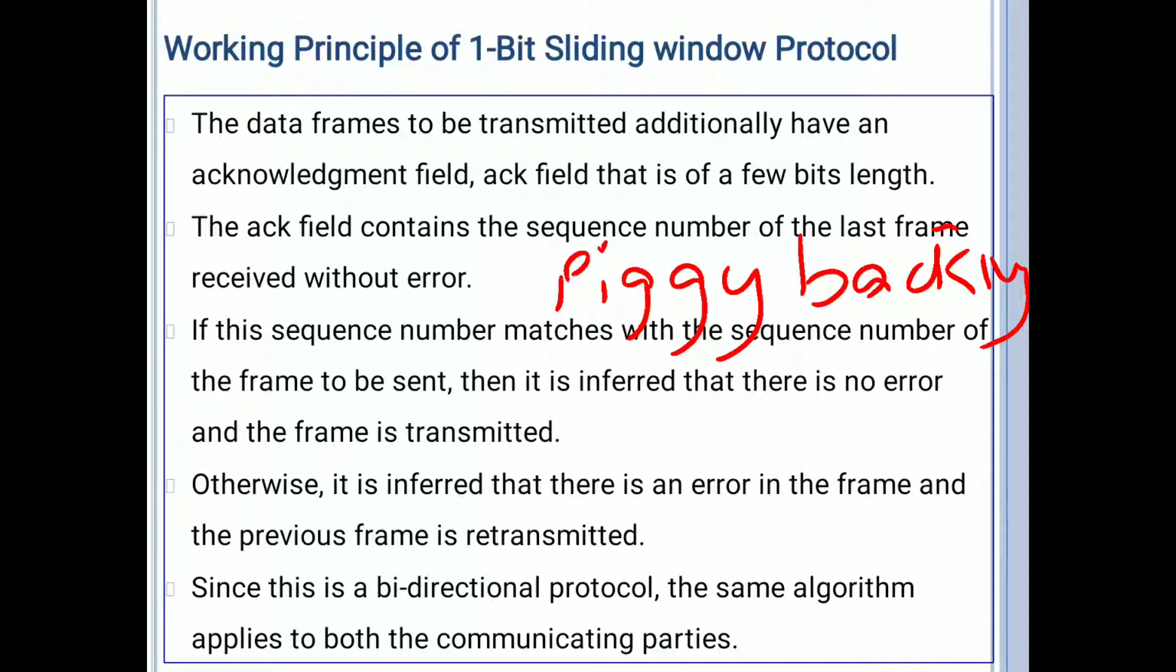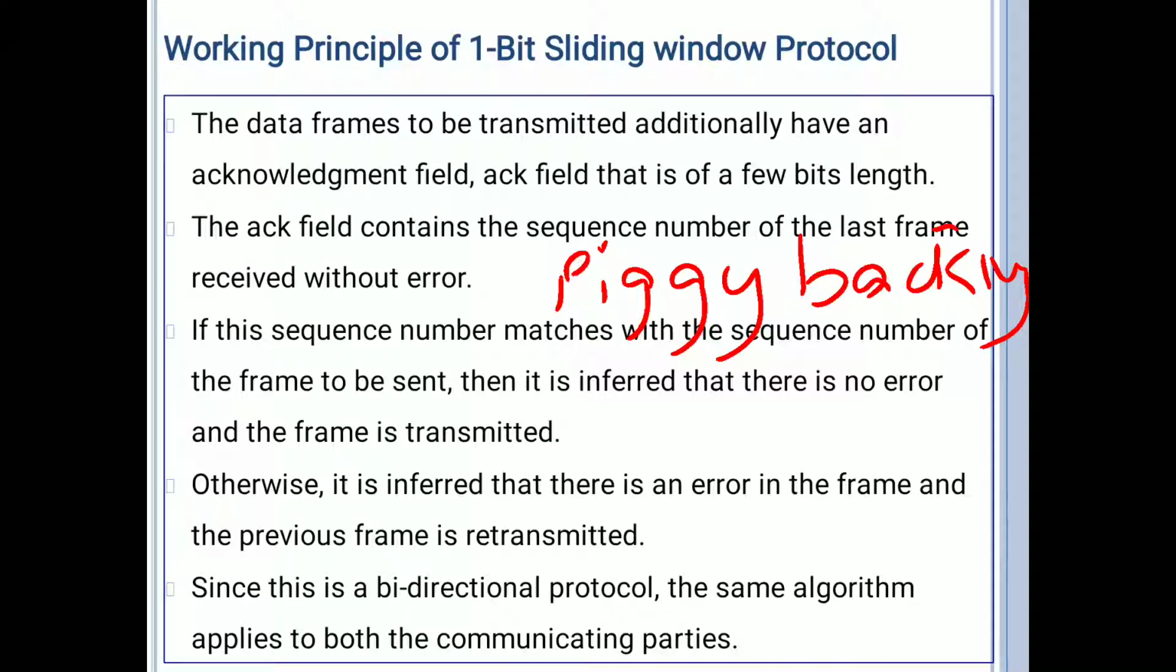Otherwise, if the sequence number is not matching with the sequence number of the frame, then simply the receiver machine will understand that there is an error in the frame and it requests the sender to retransmit the previous frame. So the previous frame sent by A, simply due to the error in the frame, it requests the sender to retransmit the same data again.